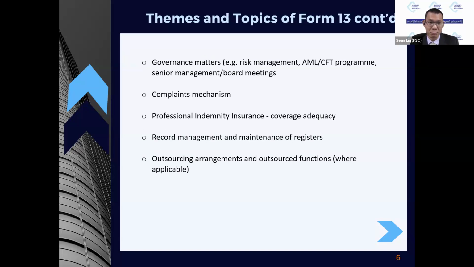We also capture information on your governance matters. Examples of this are your risk management, your AML programs, and senior management and board meetings. We also capture information about your complaints mechanism, your professional indemnity insurance, otherwise known as the PII, your record management and maintenance of registers, and any outsourcing arrangements or functions, where applicable, of course. You'll hear me reiterate these themes and topics as I go through the form, so just a heads up.